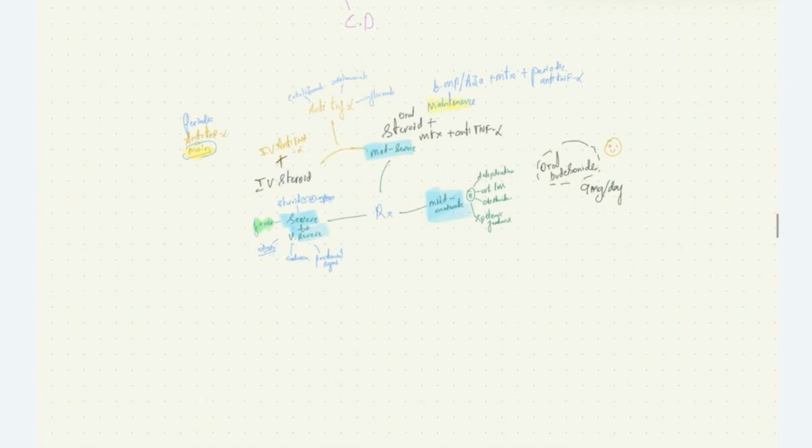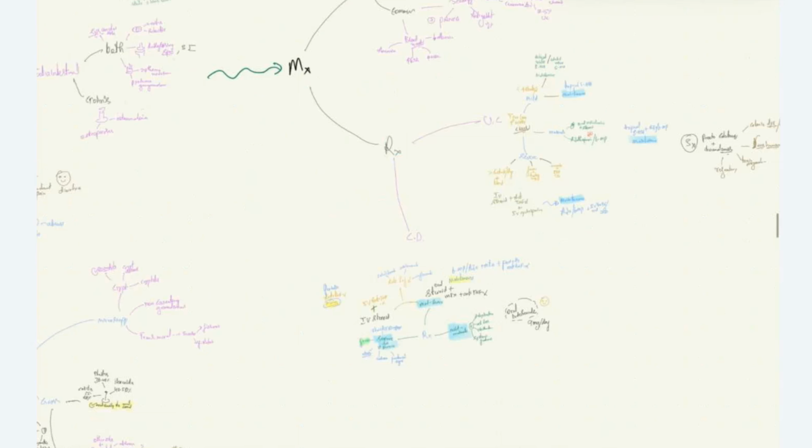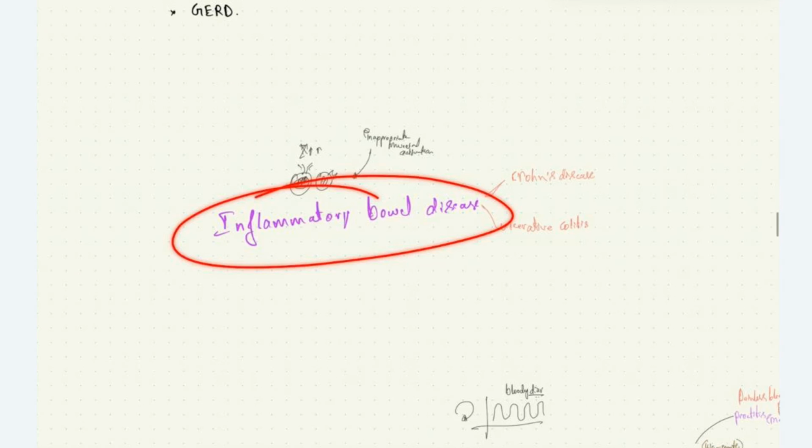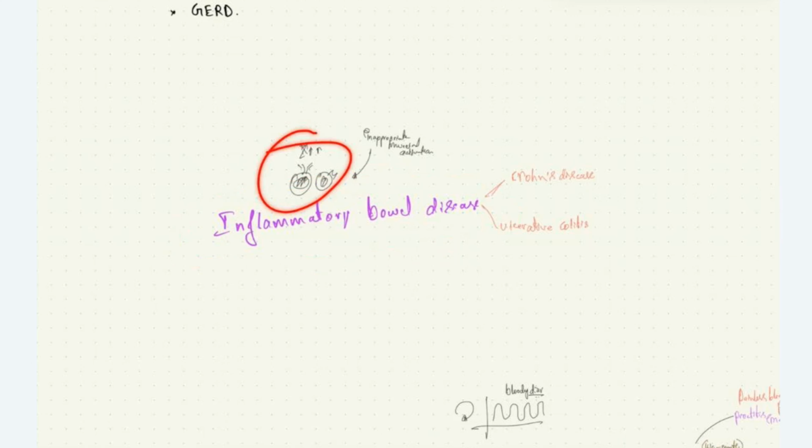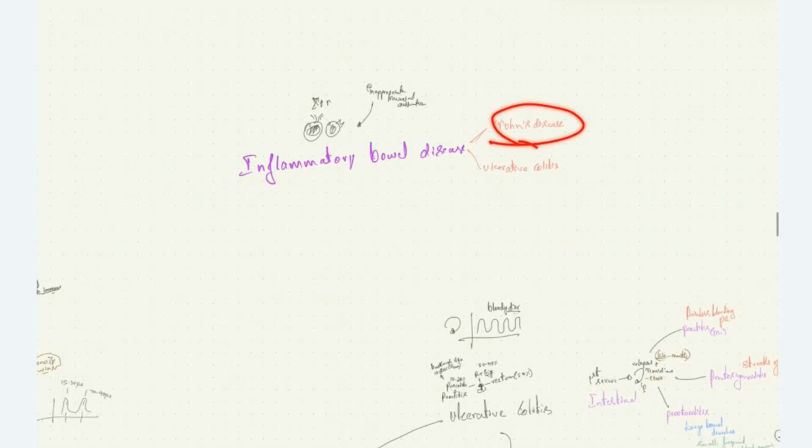This is about the treatment in ulcerative colitis and Crohn's disease. To summarize, inflammatory bowel disease is a chronic inflammation involving the GIT due to inappropriate mucosal activation. We have Crohn's disease and ulcerative colitis under this.